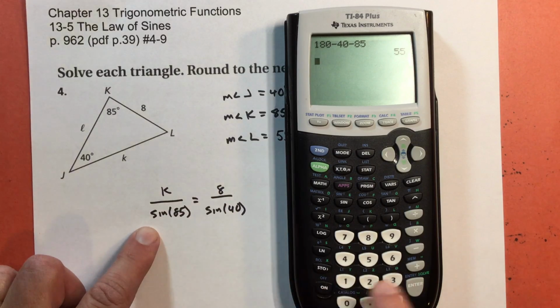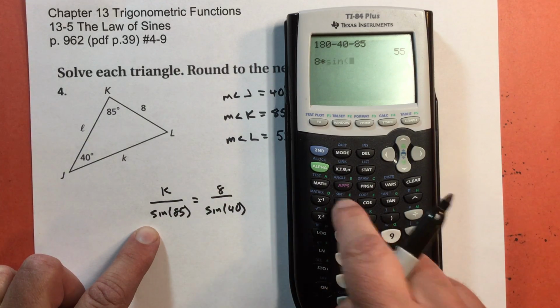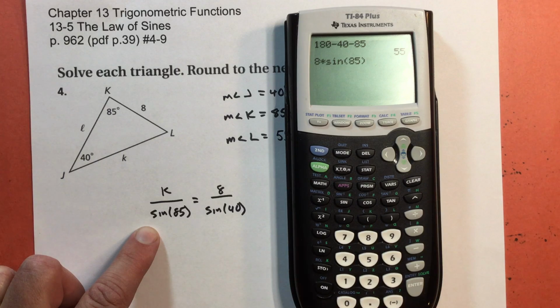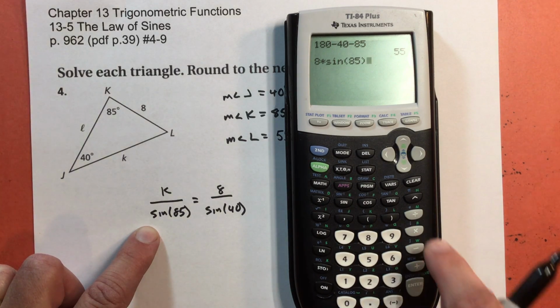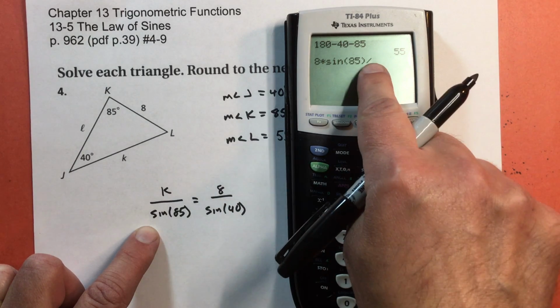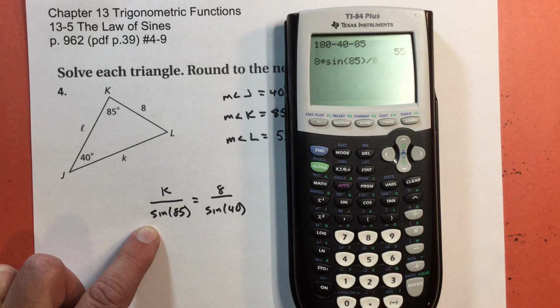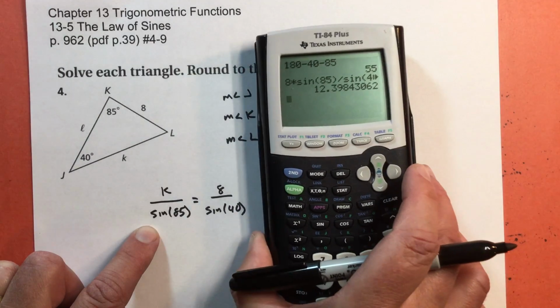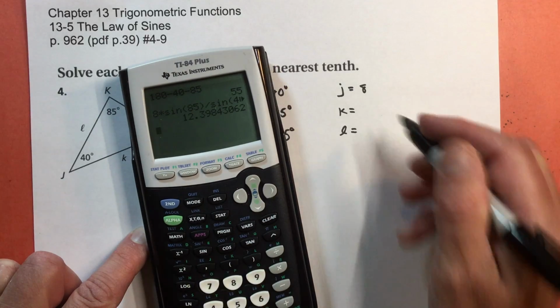And that you can do straight on the calculator. Multiply 8 times sine 85. Don't forget to close your parentheses. It'll give you the wrong answer if you don't, because when I hit divide, I need that divide to be outside of the parentheses. I'm going to divide by the sine of 40. And that gives me, let's see, it says round to the nearest tenth, 12.4.